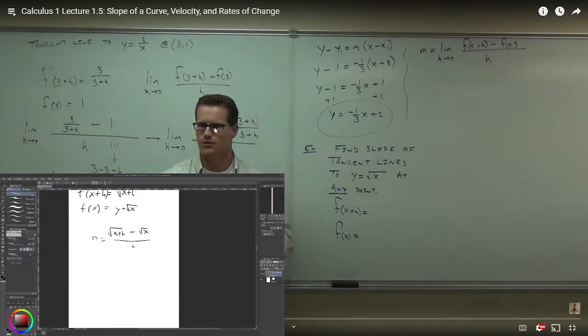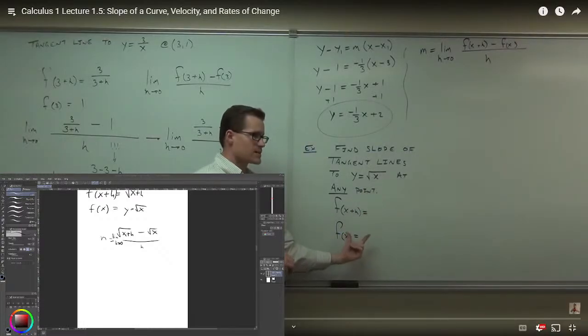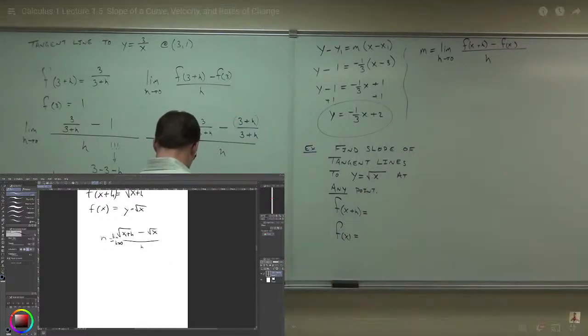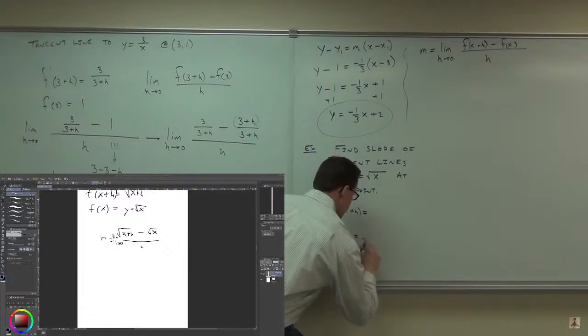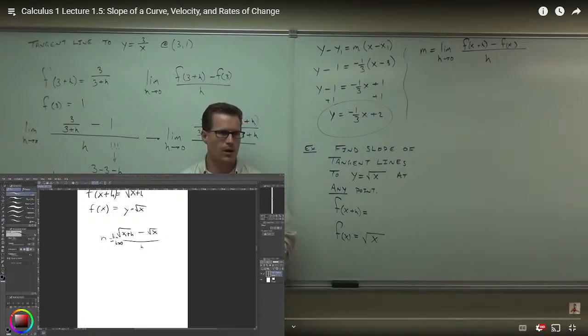X. What's that do for us? So what was it? Square root of x. Very good. Yeah, that's because it says y equals square root of x. That is our function. So f of x is square root of x. So far, so good? Now, how about f of x plus h?